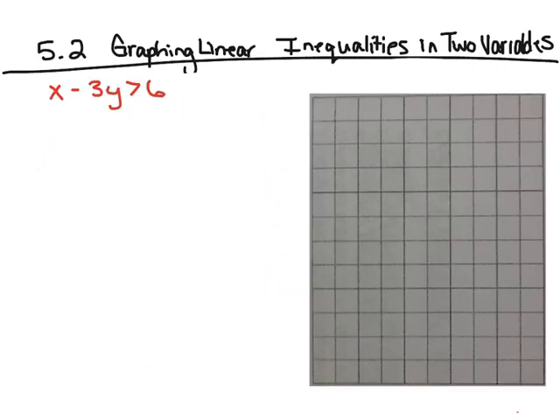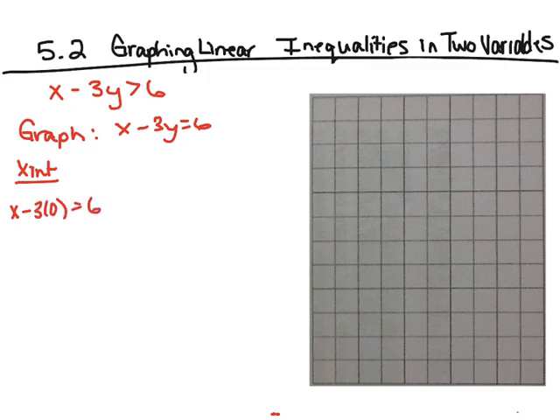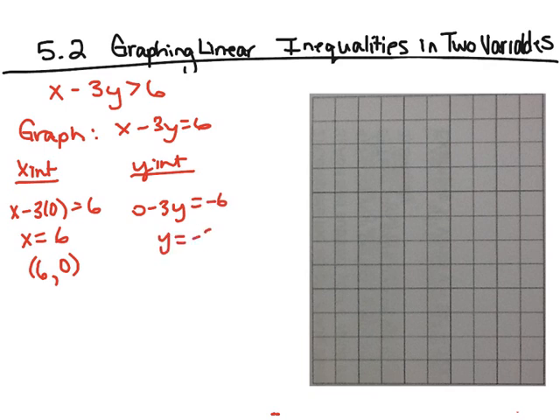For the following, graph the inequality x minus 3y is greater than 6. So we want to graph the line x minus 3y equals 6. So the quickest way to do this is find our intercepts. For our x-intercept, we make y 0, so x minus 3 times 0 equals 6, so x equals 6. So at the point 6, 0, we have a point. For our y-intercept, we have 0 minus 3y equals 6, so y equals negative 2. So at the point 0, negative 2, we have a point.